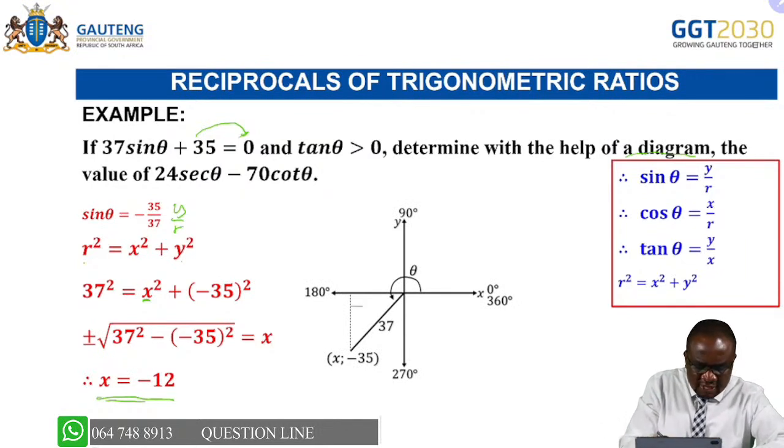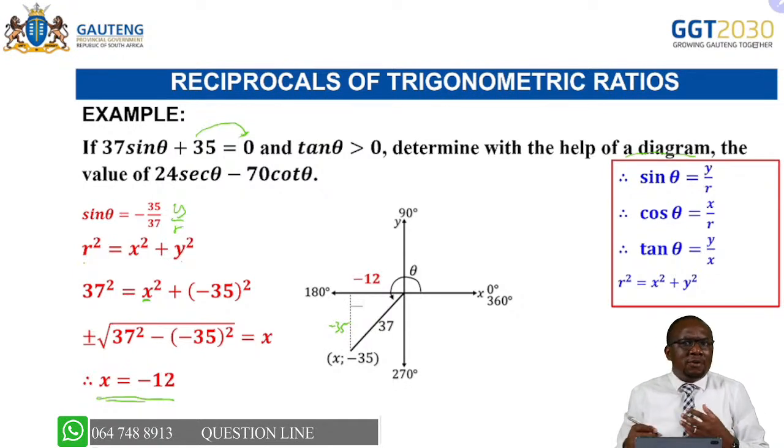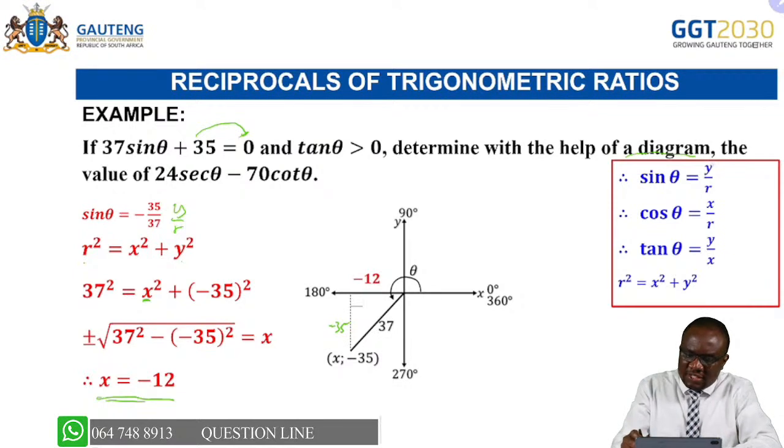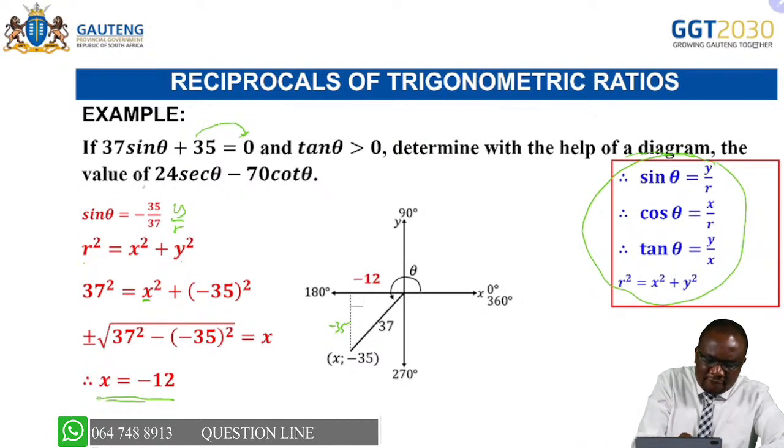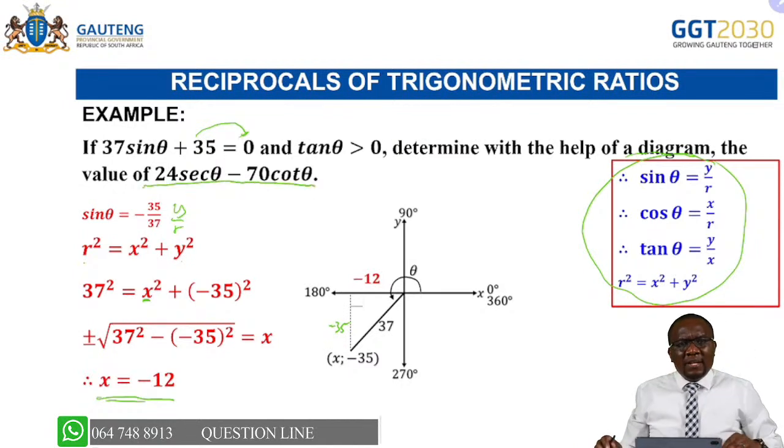So here our x is negative 12, and here is negative 35. That's our y. Can you still use your opposite over adjacent? But now remember, the angle is in the Cartesian plane. We use this. We did this in the previous lesson. Right, now with this we can simplify. Let's just go back to what we have learned.